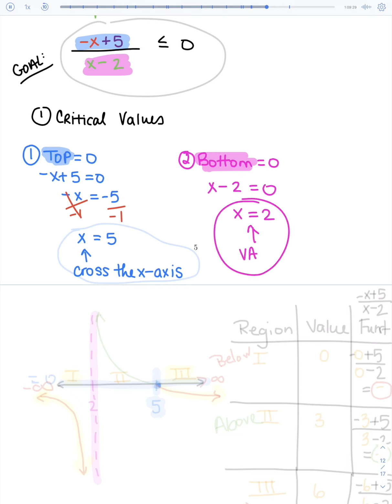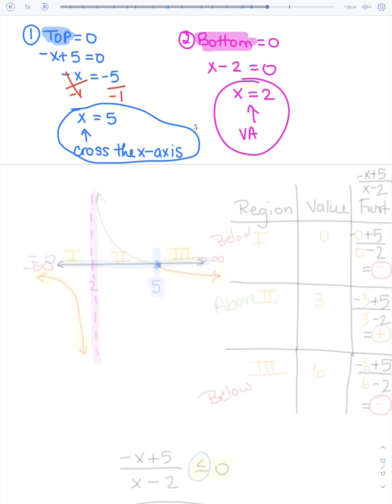Let's put our two critical values on a number line and have it help set up some regions to test. So we're going to put our first value on our number line, which is a 2, and then our second value is going to be a 5. Remember, the 2 is a vertical asymptote, so I'm going to draw it in as a vertical dotted or dashed line. At x equals 5, I've got where I'm going to cross the x-axis, so I should have an actual point there. So I'm going to draw that in.